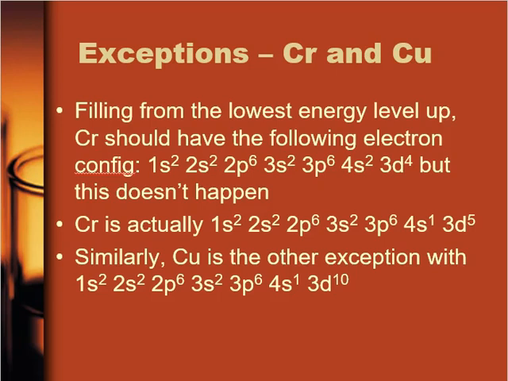So one electron is promoted from that 4s orbital into the 3d orbital, which means that both the 4s and the 3d are exactly half full. That makes it more stable. Copper does the same thing, but instead of being 4s2, 3d9, it becomes 4s1, 3d10. So those are some slight exceptions.